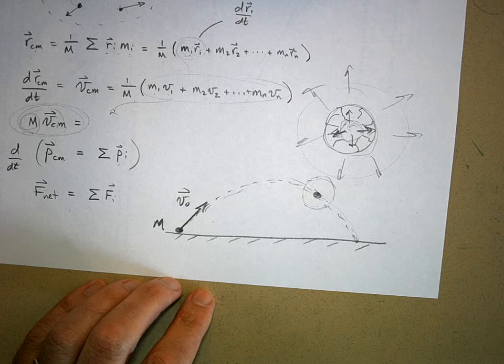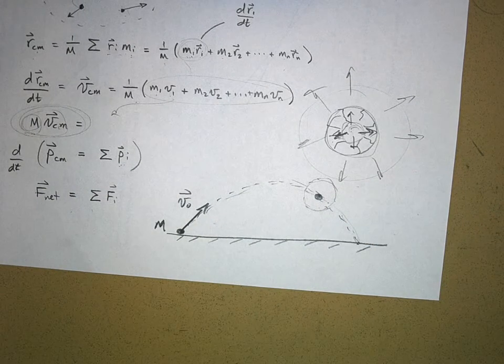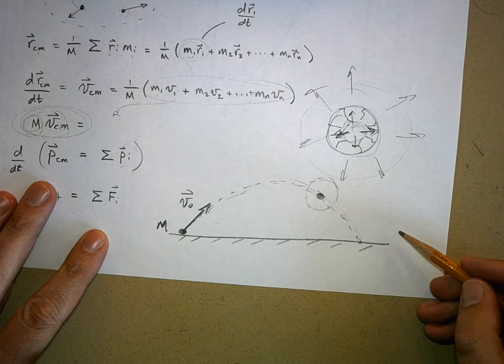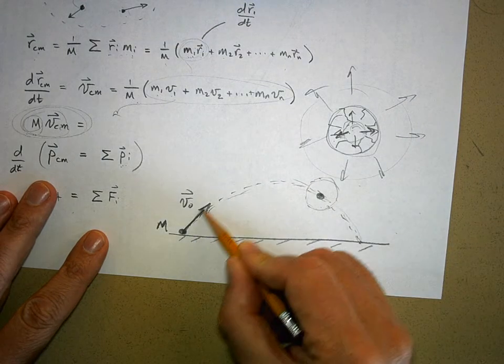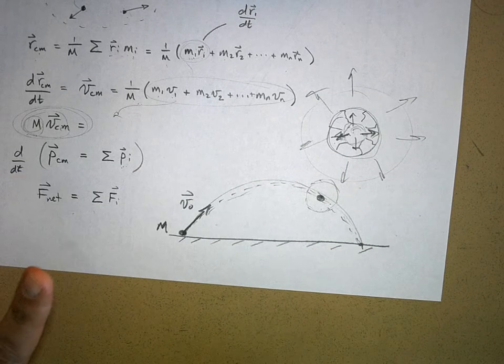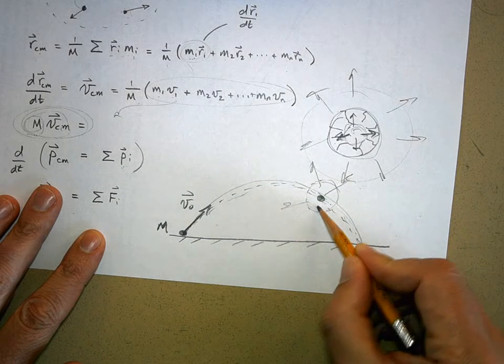Well, what does that mean? That means there is a net force acting on my system in this problem. What is the net force acting on my system? Gravity. So in fact, if it doesn't explode, it'll go right and land right there. But what if it explodes? Well, you're going to have parts thrown in all different directions.